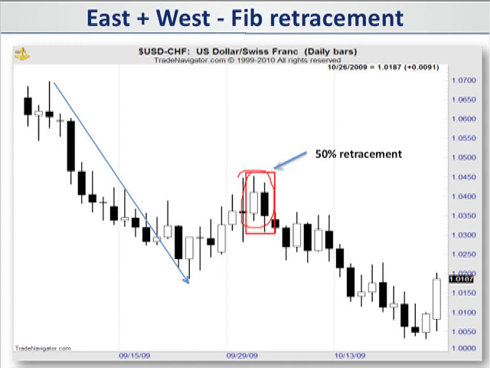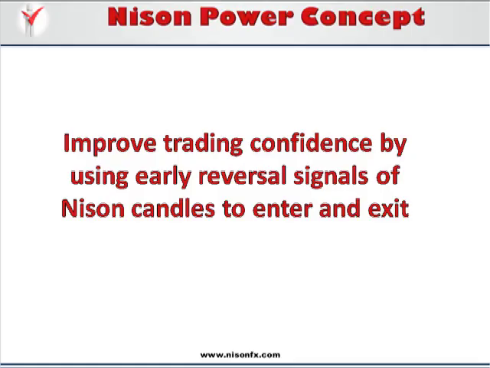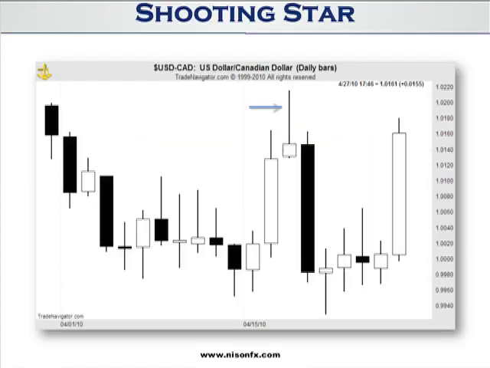And many of you use Fibonacci retracements. So here we have a Fibonacci retracement of the sell-off shown in the blue arrow. And right at the Fib 50% level, we have a bearish engulfing pattern. So the point is that whatever Western indicators you're using now, continue using. And the main thing is the reason successful traders or confident traders use candlesticks is because they use the early reversal signals of what, as we mentioned before, Nison candlesticks to enter and exit.